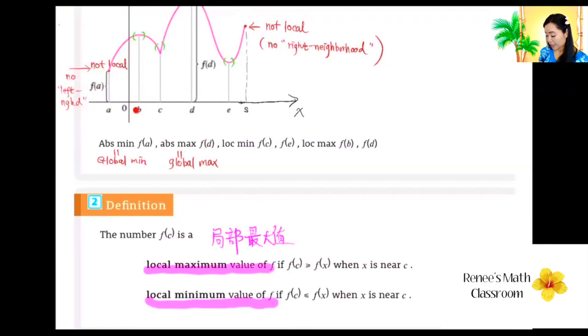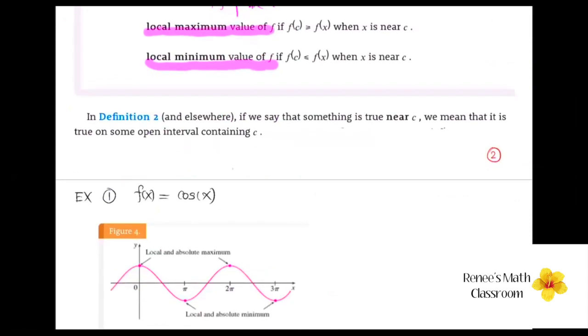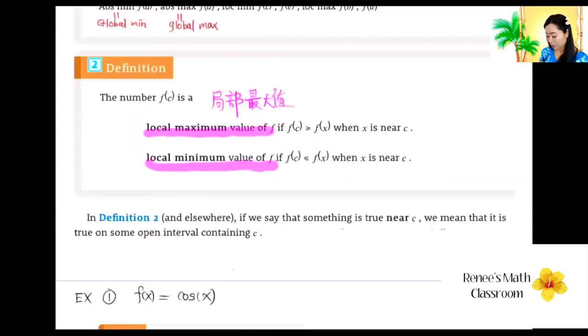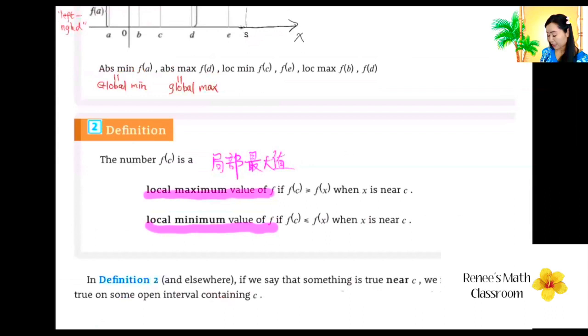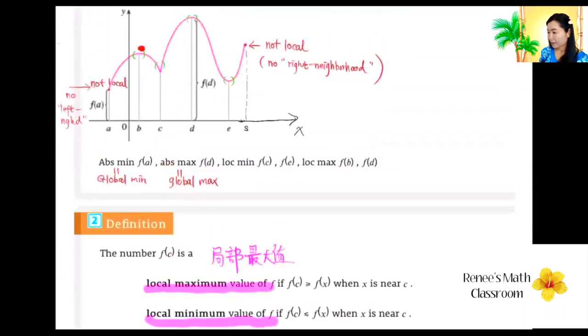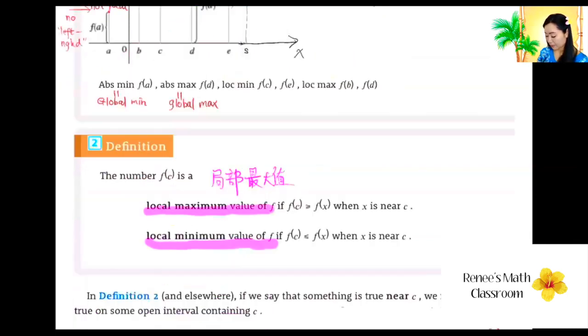When x is near this b over here, then the function value is bigger than or equal to the function value at this neighborhood. Then the function value at this point is going to be a local max over here. When they say near that point, that means you need to have some open interval containing that c over here, so that you need to have a left and right neighborhood, an open interval.